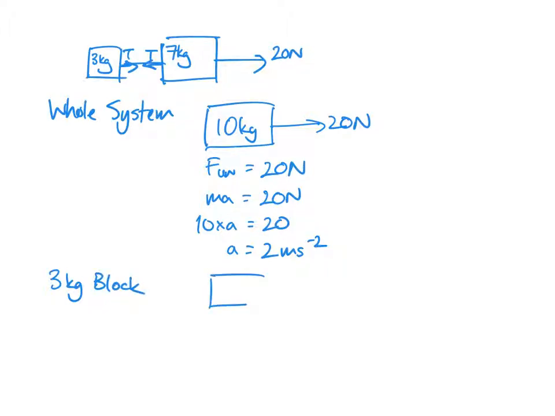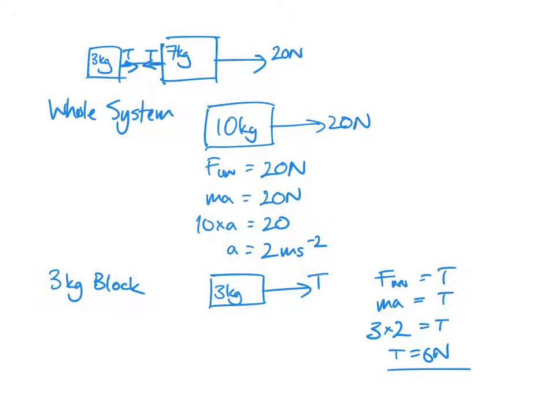the free body diagram for it, well, it's 3 kilograms, and it's being pulled, if we go back to the original diagram, by some sort of join, a rope or something like that. So the only force acting on it is the tension. There's been no friction involved in any of this. So in this example, Fun equals T, i.e. MA equals T. This time we know the mass, and now we know the acceleration. So we can rearrange to get the tension is 6 newtons.